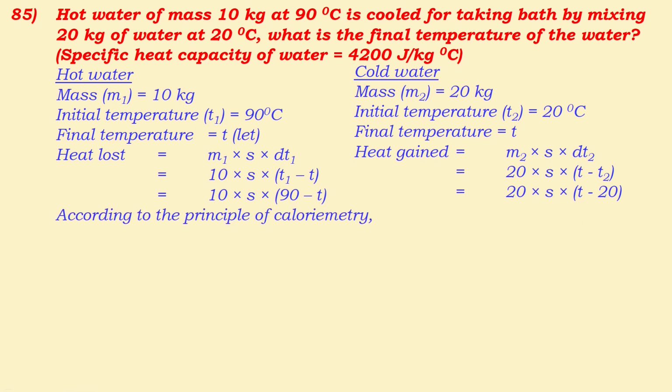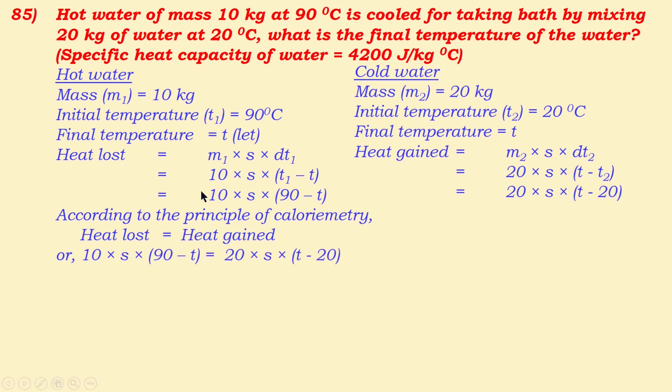Now according to the principle of calorimetry, we know that heat lost by hot water is equal to heat gained by cold water. That's why heat lost equals heat gained according to the principle of calorimetry. Now 10 into s into (90 minus T), this is heat lost, is equal to 20 into s into (T minus 20). This is heat gained.